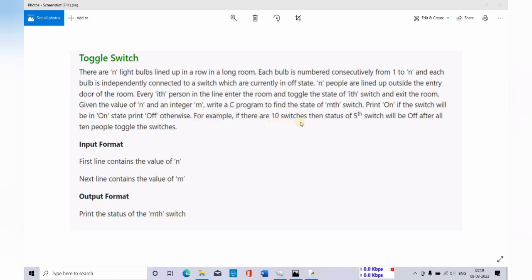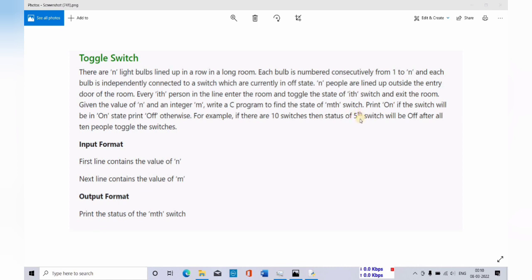Okay, for example, look over here, there are 10 switches. If there are 10 switches, it means there are 10 people also outside the door, and we have to tell what is the status of the fifth switch. So according to the logic which I just told you, the person who is at the first step outside the door, he will go to the first switch, then to the second, third, fourth, fifth, and he will toggle all of the switches.